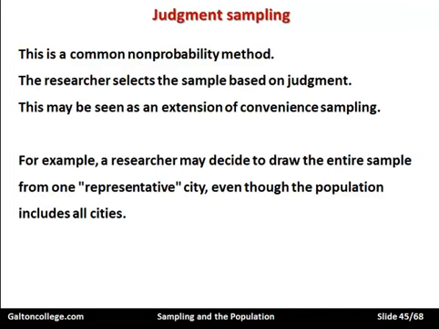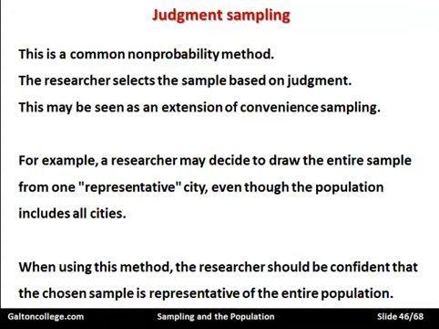So, for example, the researcher may decide to draw the entire sample from one representative city, even though the population includes all the cities. That's judgment. Somebody's just used their judgment to select one city. In fact, when they've got the results from that one city about people's attitude towards something, then they say, in that country, these people's attitudes are. Well, they didn't sample the country, they just sampled one of the cities because someone used judgment.